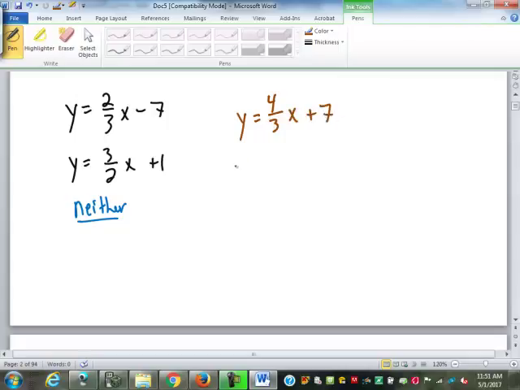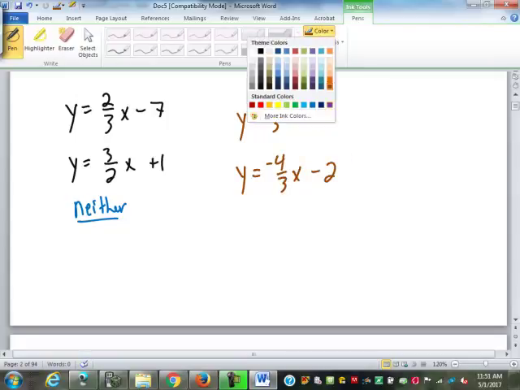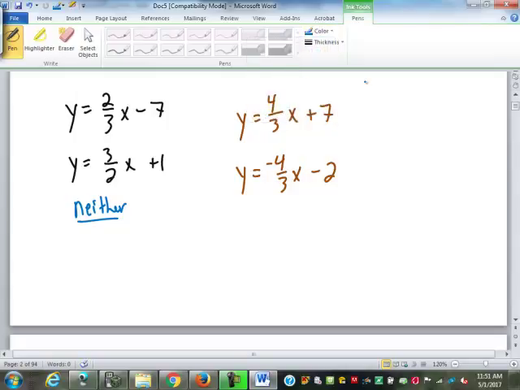We have y equals 4/3 x plus 7 and y equals negative 4/3 x minus 2. Parallel, perpendicular, or neither? Well, I have opposites now. I have 4/3. Unfortunately, to be parallel, they both have to be the same sign. So one's positive, one's negative. They can't be parallel. And to be perpendicular, they can't just be opposites. They have to be opposite reciprocals. So I have a positive and a negative, but they're both 4/3. So that is also neither.